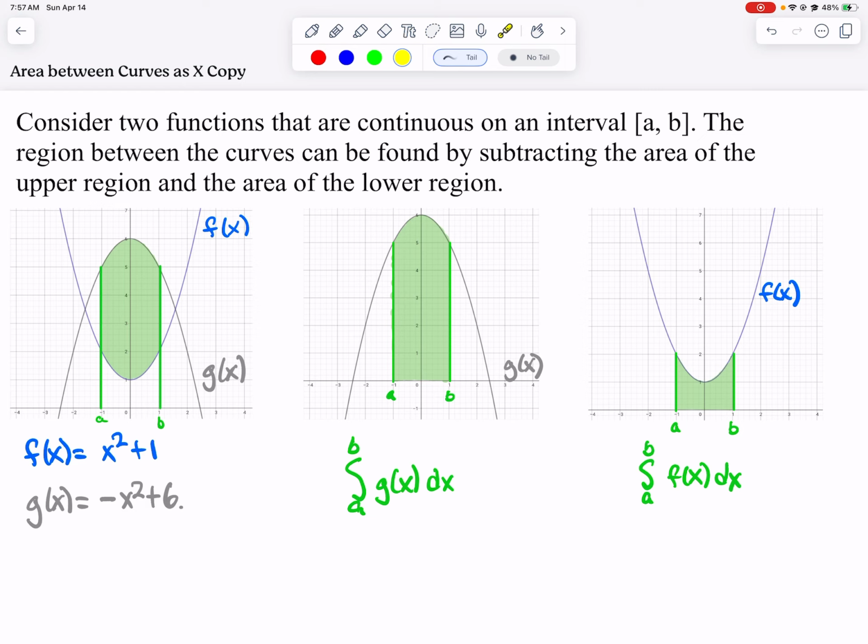Sorry, by subtracting the area of the upper region and the area of the lower region. So we're going to subtract the two, this one being like this minus this. And it's pretty visual with this picture.